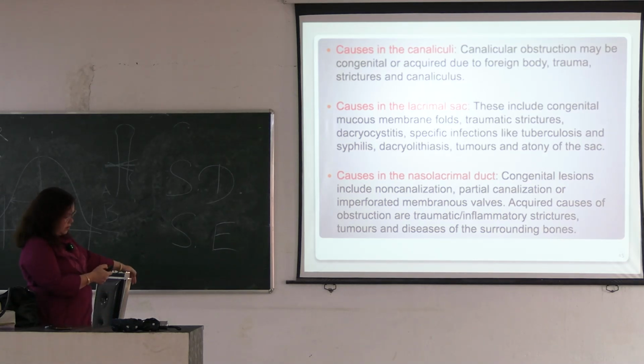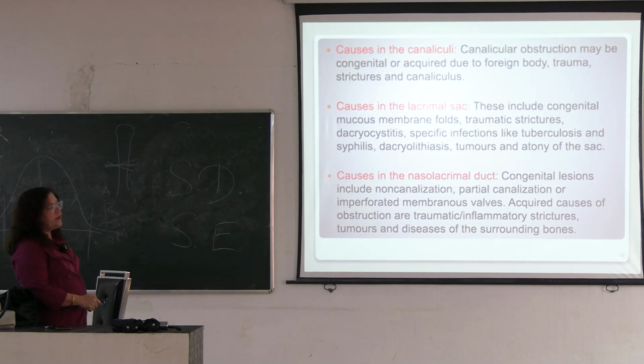and these blockages are due to foreign body, trauma, strictures or canaliculitis. Then causes of the obstruction at the level of the lacrimal sac: there may be a congenital mucous membrane fold or traumatic strictures, dacryocystitis or specific infection like tuberculosis, syphilis, dacryolithiasis, tumors and atony of the sac, that cause the obstruction and epiphora.